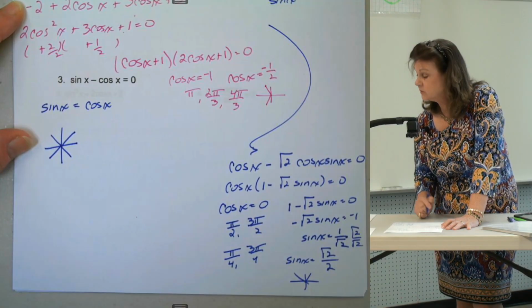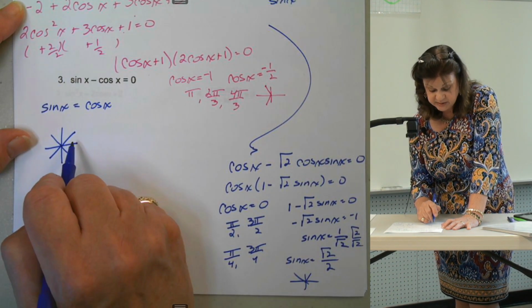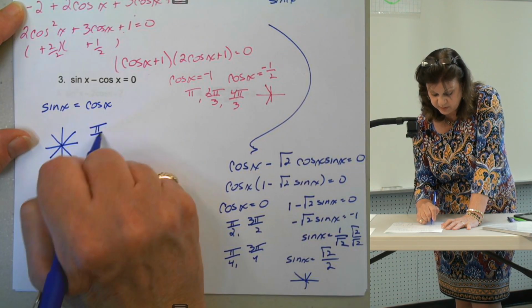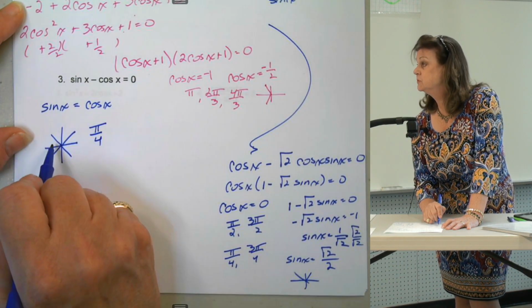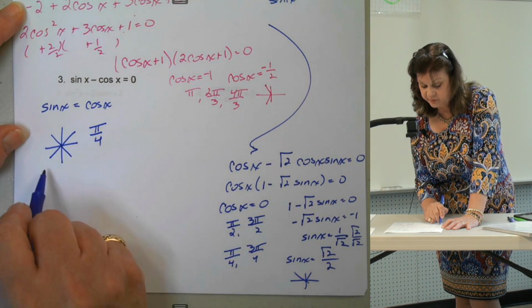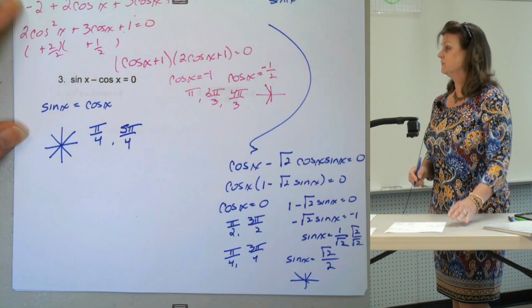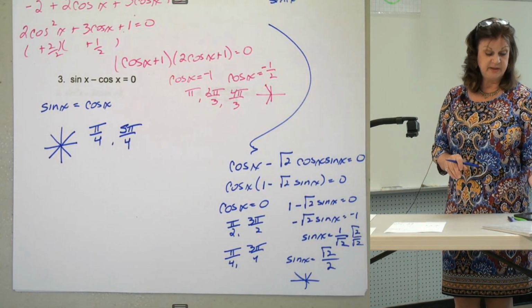Where does that happen? Well, in quadrant 1, cosine is square root of 2 over 2 and sine is square root of 2 over 2, so at pi over 4. In quadrant 2, cosine is negative, sine is positive. In quadrant 3, they're both negative. And in quadrant 4, one's positive, one's negative, and that is not going to work.